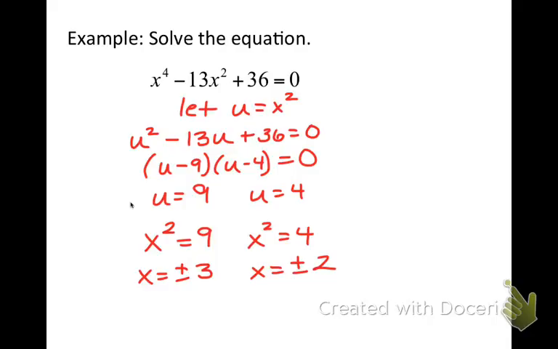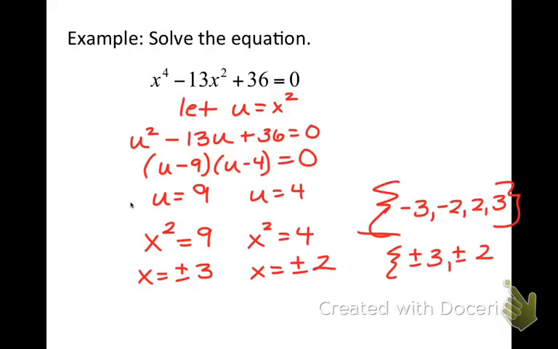So how do we write that? My solutions, smallest would be what? -3, then -2, then +2, then +3. Or if you just want to write ±3, ±2, either would work for a solution.